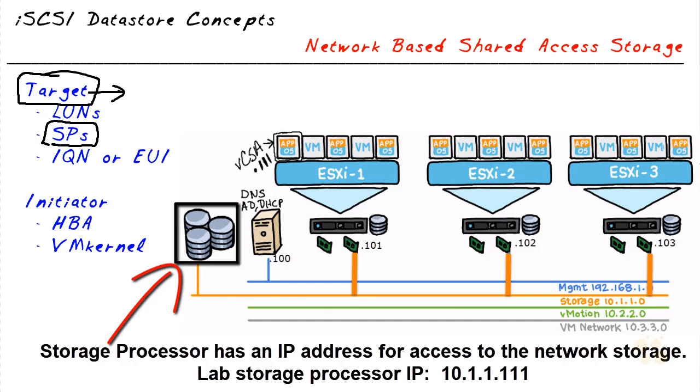10.1.1.111. As part of the configuration, we're going to either use an IQN, which is an iSCSI Qualified Name, or an EUI, which is Extended Unique Identifier. And this storage appliance would be advertising, or have available, disk storage, and it would present that as LUNs.